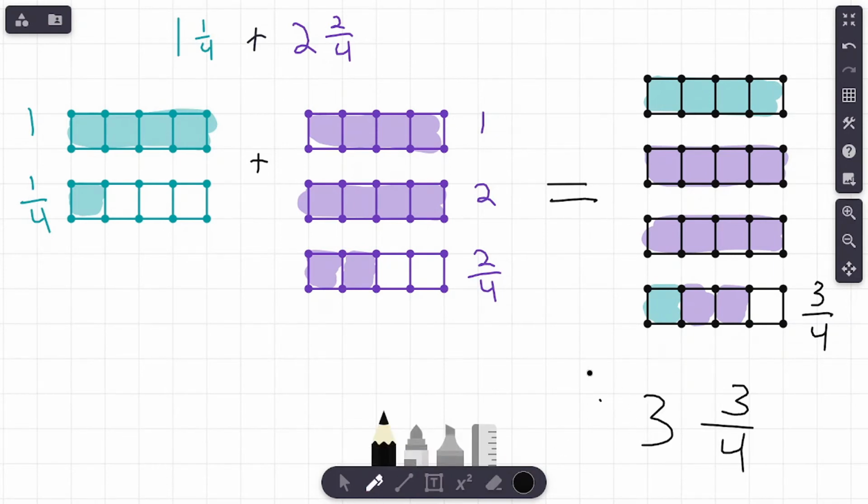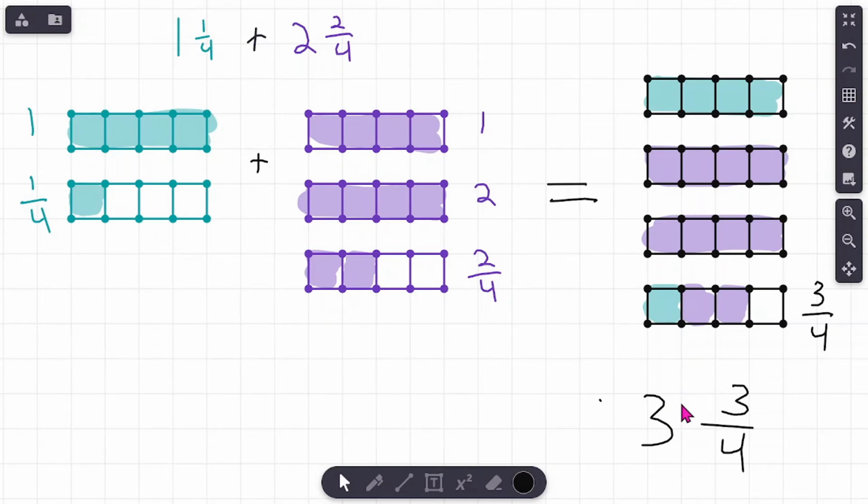and 3/4. So if you take 1 and 1/4 and you add 2 and 2/4, you add these two models together, this is the picture you get, and here's your answer, 3 and 3/4. Okay, again, that's a lot of work.